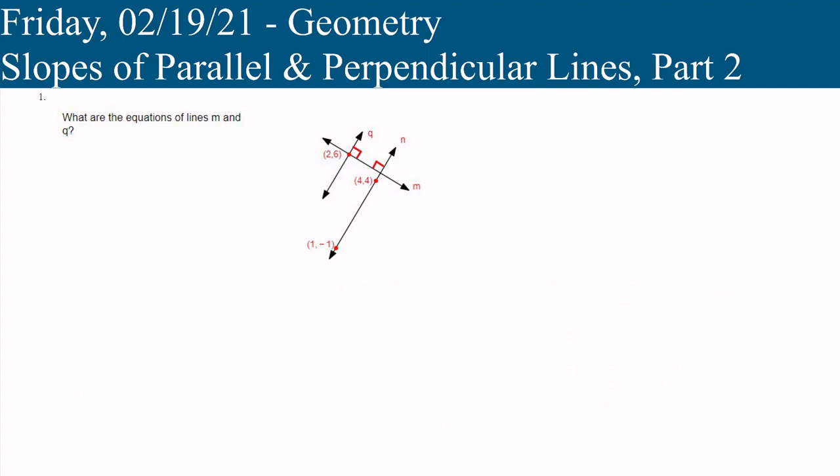Now that we have our toolkit in place, let's look at number 1. What are the equations of lines M and Q? So we're looking for this line and this line. We have this guy here in the middle, line N. That's going to play a critical part for us. Now, look at your toolkit. Are we given enough information to find the equations for lines M and Q just by themselves? Do we have any of that?